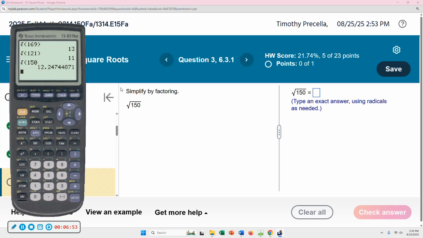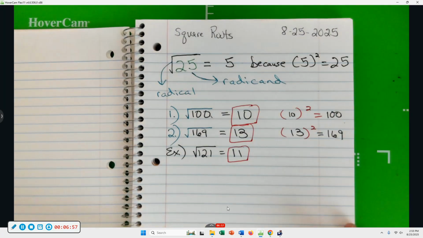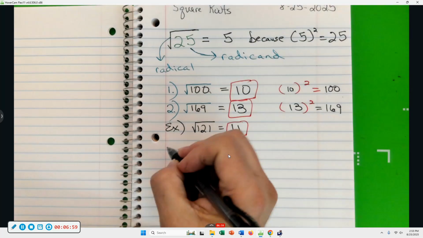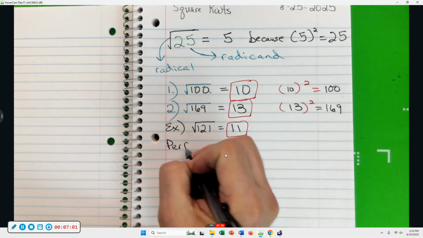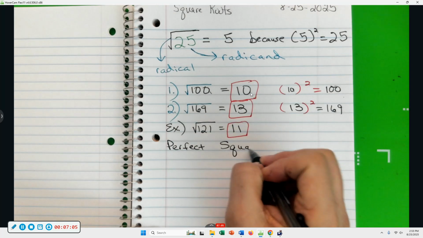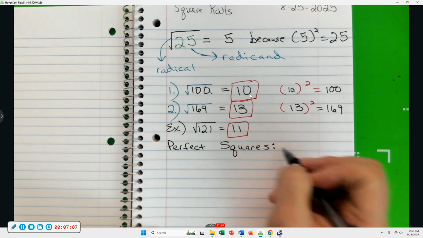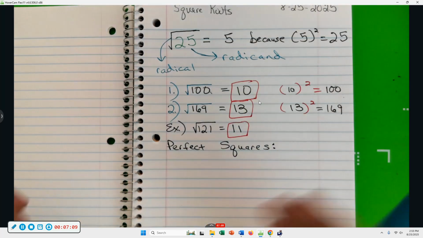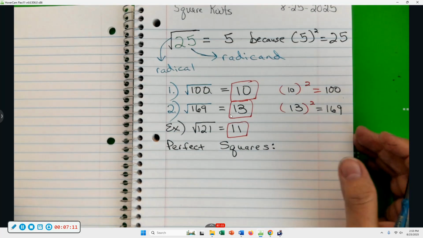150 is not a perfect square. Let's list out some perfect squares. These are the numbers whose square roots are not decimals. They're just integers, which are the counting numbers and their negatives. Well, I'll get us started.